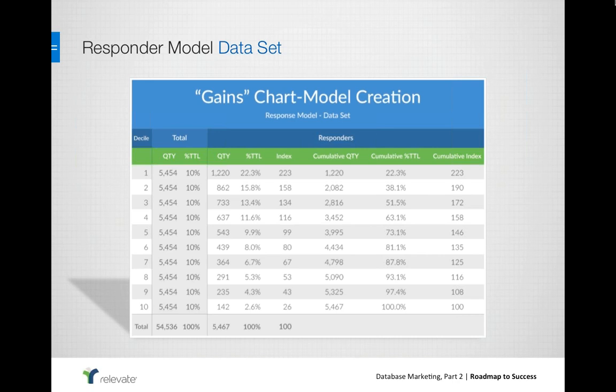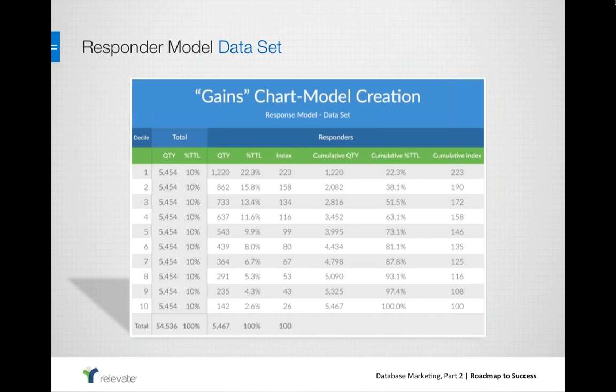Here we are looking at a gains chart that shows the high to low ranking for the data set that was used to create the model. Column 1 is just simply the decile ranking of 1 through 10, in other words, 10% increments from high to low. Columns 2 and 3 represent the distribution of the total model creation universe amongst the 10 deciles and the corresponding percent of total, and again, in this case, 10% for each.